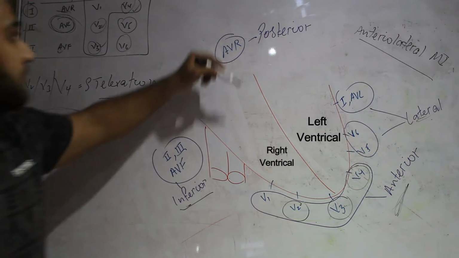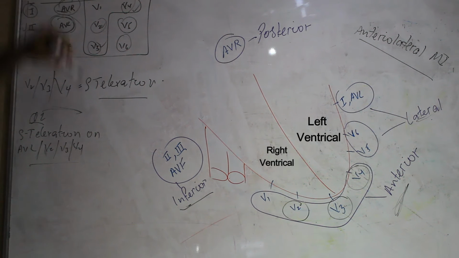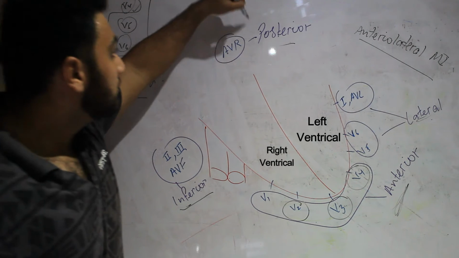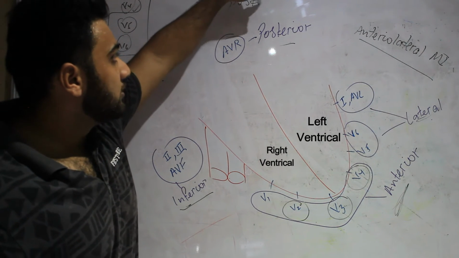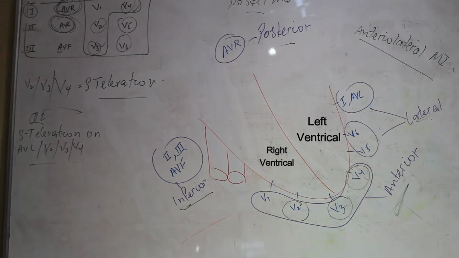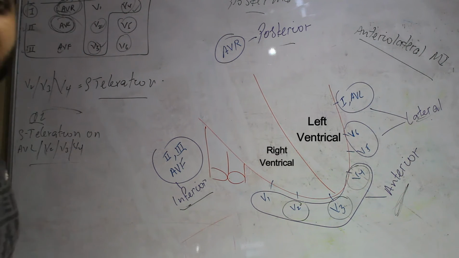Let's say you have an ST elevation showing in your AVR lead. So that looks at the posterior aspect of the heart. So you have a posterior MI. It is that simple. Okay, people might make it look as if it's magic or something only a genius can do, but it's quite simple.